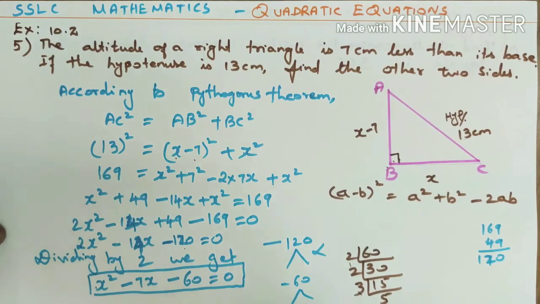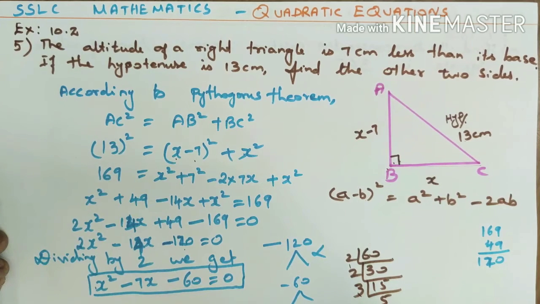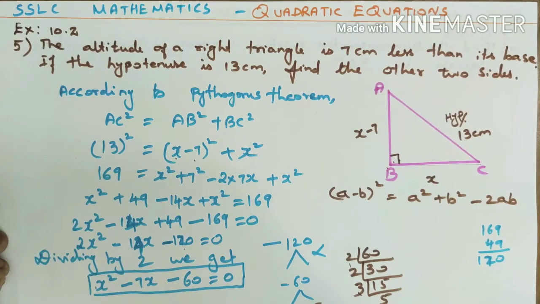No, right? So think in another way. 2 3s are 6. 2 5s are 10. Here also you won't get. So multiply this. 2 2s are 4. 4 3s are 12. So 12 and 5. Yeah, you will be getting 12 and 5. See here, 12 and 5, if you subtract, you will get 7. If you multiply, you will be getting 60.